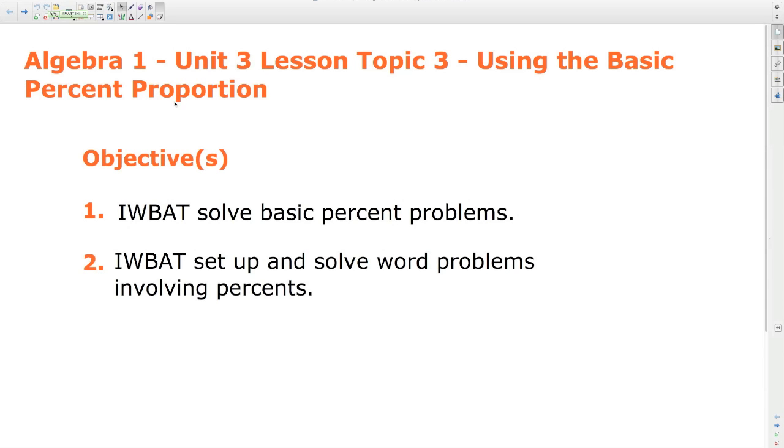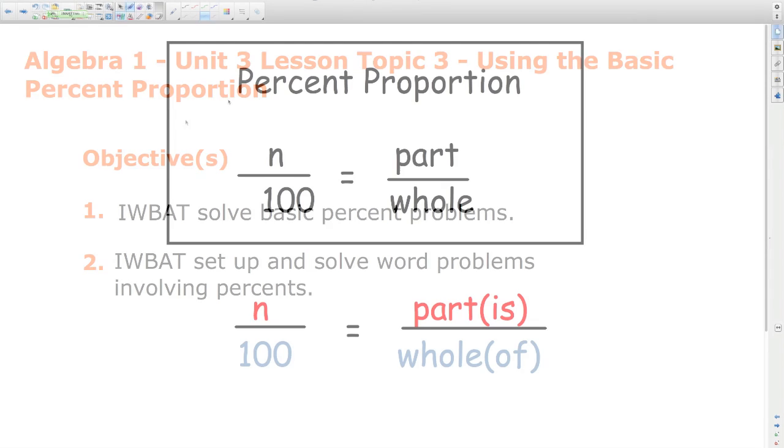Welcome to Unit 3, Lesson Topic 3, using the basic percent proportion. This is an Algebra 1 class. I'm Mr. Pilarski and I'm your math teacher. Our objectives today are, I will be able to solve basic percent problems. I will be able to set up and solve word problems involving percents. Let's get this math party started.